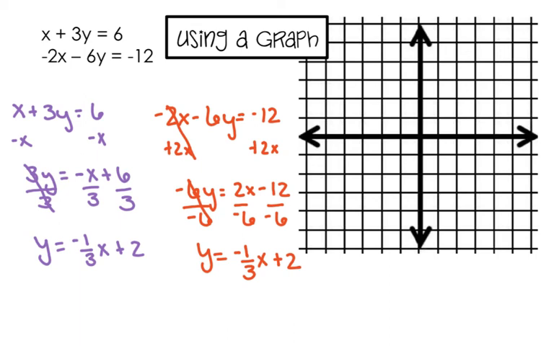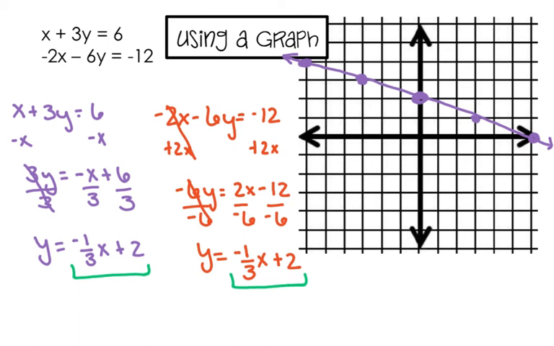So go ahead and take a minute to look at what we see here. You should recognize that these are the exact same lines. So when I graph them, I'm going to start at positive 2, and I'm going to go down 1 and over 3. And I'm going to do it in the exact opposite direction, so up 1 and to the left 3. And we can see there's my first line.